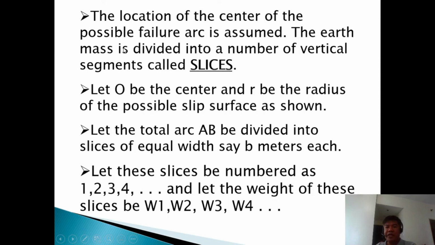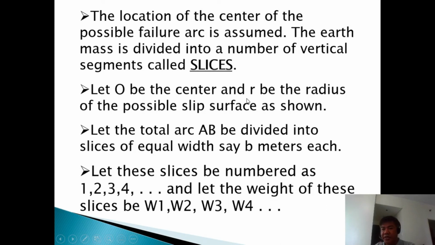The location of the center of the possible failure arc is assumed. The earth mass is divided into the number of vertical slices. So first, let O be the center. Of course, you can use any other letters, but in this example, let us use that one. I prepared one example just for you to understand how it is being analyzed.